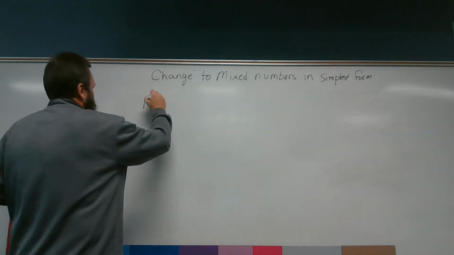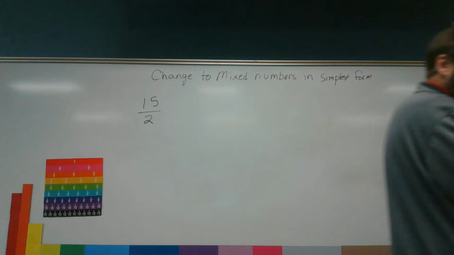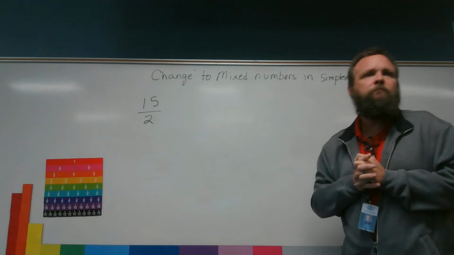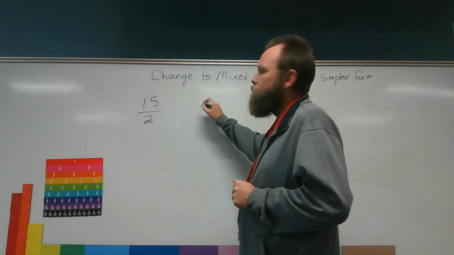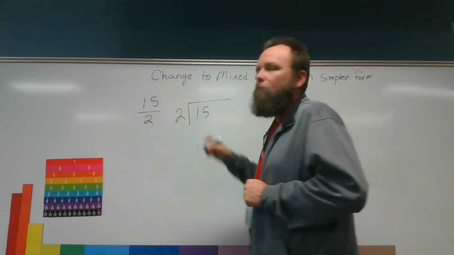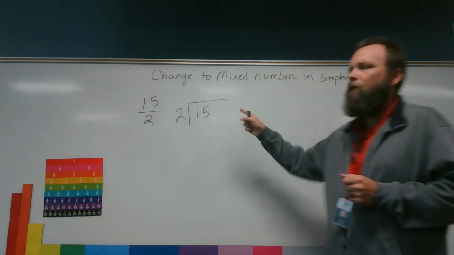15 halves, or 15 divided by 2. Stephanie, what do I do first? You divide the denominator into the numerator. Good. 15 divided by 2. Denominator into the numerator. And Stephanie, how many times does 2 go into 15?